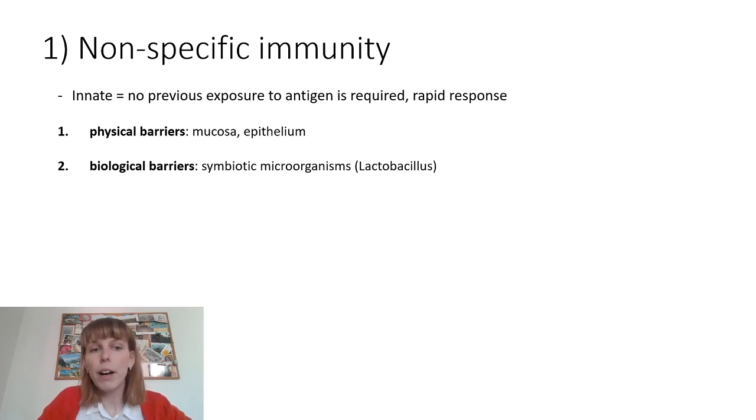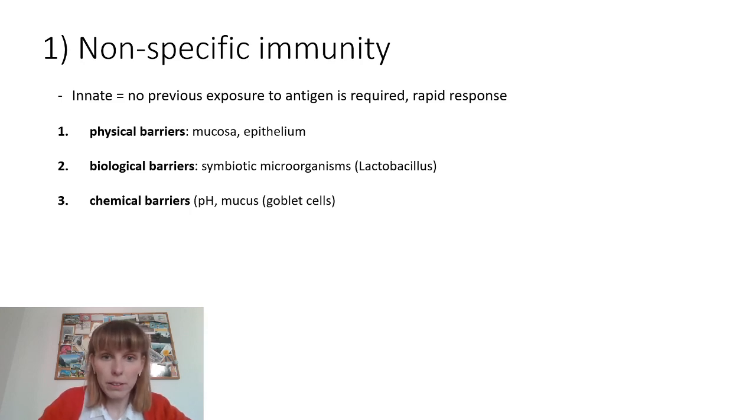Then you can have biological barriers, for example the symbiotic microorganisms in your gut. These nice bacteria live in your intestine, and they are important for you to be able to not be overrun by bacteria that are not so nice. So, for example, lactobacillus is living in your intestine, and it's very important that it is there.